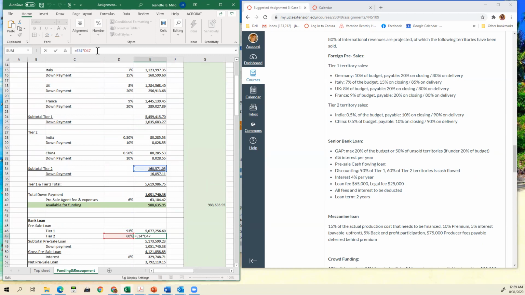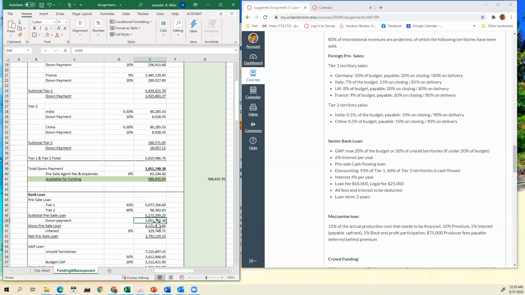Now Tier 2, these are territories that are economically weaker in the eyes of the bank. So 60% of the Tier 2 total is given to us as a loan, which comes to 96,342 in this case. So if I look down and I see what is my pre-sale loan as a subtotal, it's 5,173,599.